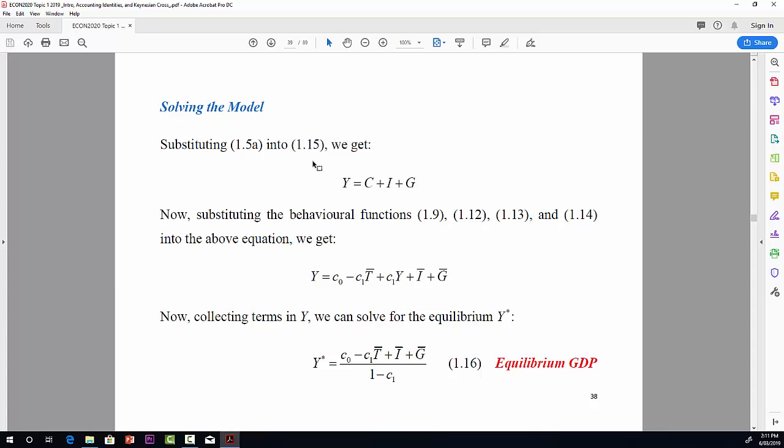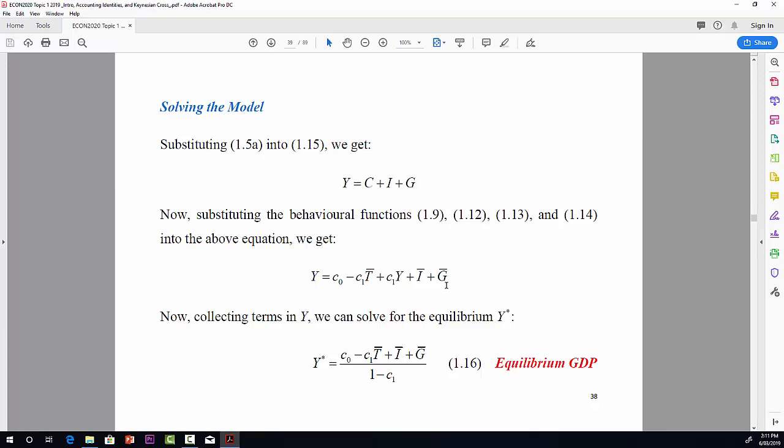As I said before, we're going to take Y equal to Z, and we're just going to substitute in Z. In this case, Z is equal to C plus I plus G. And we've got those behavioral functions, one for consumption, one for investment, and one for government expenditure. So let's substitute them in. Our theory for consumption expenditure is that it's equal to C0 minus C1 T bar plus C1 times Y. Our theory for investment expenditure is just equal to I bar. And our theory for government expenditure is just equal to G bar.